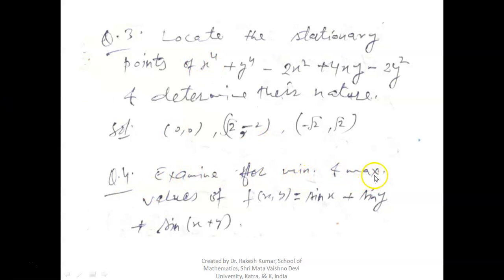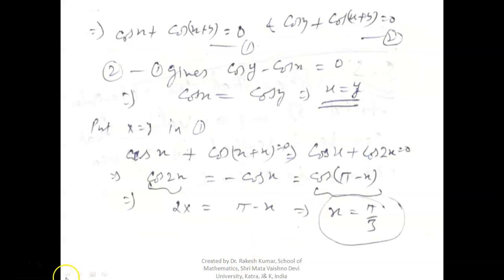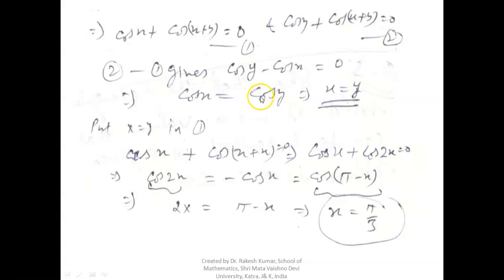Examine for maxima and minima, maximum values of the function f of x, y equals sine x plus sine y plus sine of x plus y. So fx is this and fy is this. Simple derivatives. Similarly, you can find out r, s, t and then substitute fx equal to 0 and fy equal to 0. So these are two equations from the previous fx and fy. Just 2 minus 1 gives me this. So from here I get x equal to y.